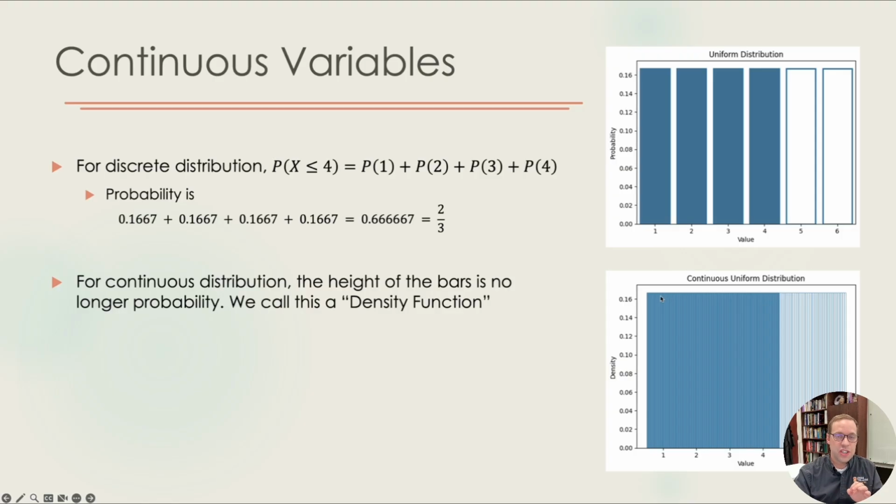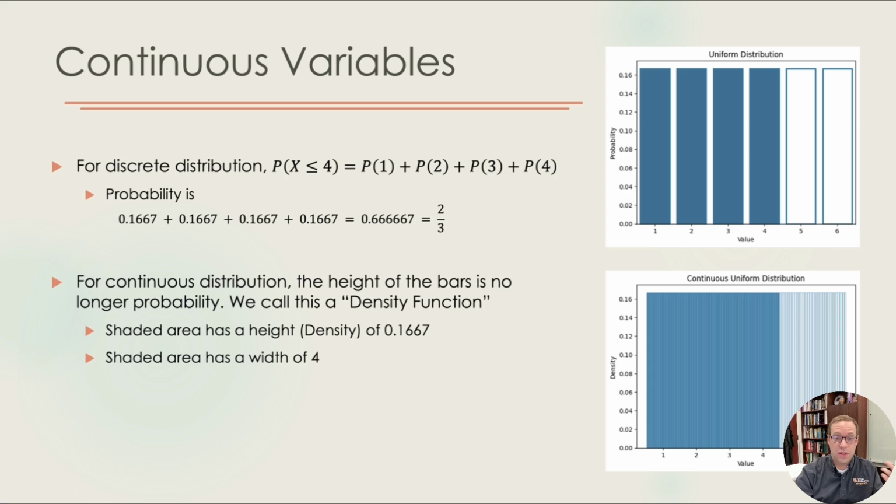And this density function is going to help us because that gives us a height of an area. And if we take a width of that area, what do we get? Well, the height of this area here is 0.16667, and it has a width of 4. Well, what's 4 times 0.1667? That's 2/3. That's the same probability we had with our discrete distribution.